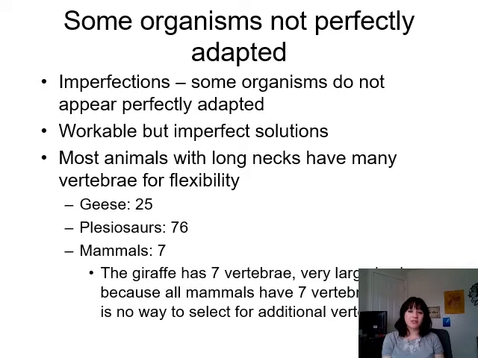If there's only one option to choose from, you can't have one trait be better than another because there's only one trait, right? So that first condition for natural selection isn't met, and so the neck of the giraffe has not evolved to have more vertebrae. Even though that is not a perfect adaptation, that's what has happened.